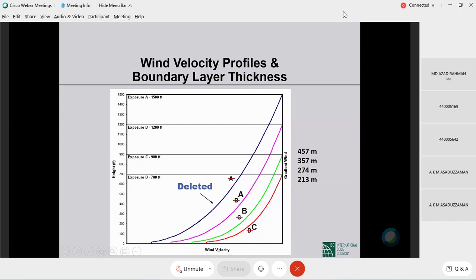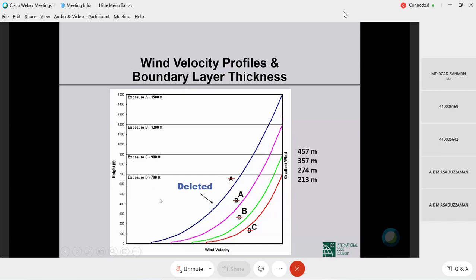Now this slide tells you that the smoother the ground, the quicker the wind velocity picks up with height. So if exposure is C, wind velocity picks up very quickly. If exposure is B, then wind velocity increases with height much more slowly, as shown in the picture. And these heights that are given are the thickness of the boundary layer. Okay, it is also called gradient height.